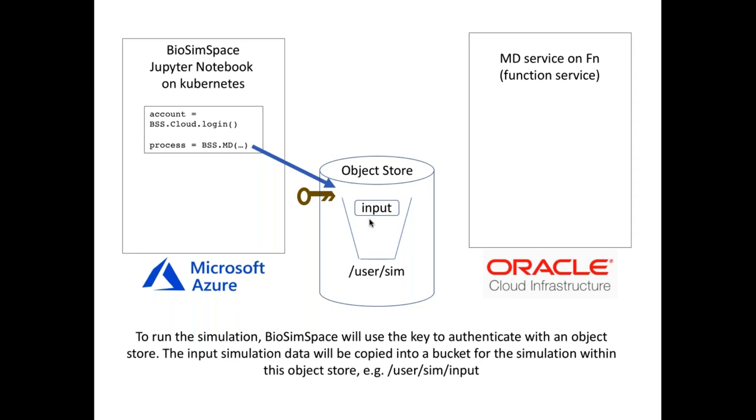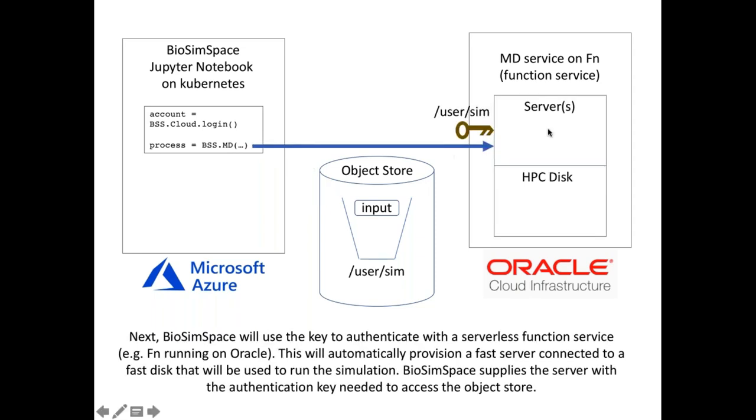The next thing that happens is that the notebook running on Kubernetes will connect across to a function service. So a function service is something called a Lambda service. If you come across Azure Functions or AWS Lambda, it's basically a function which automatically allocates resources on the back end to support the running of that function. So our MD simulations are being represented as functions on a function service.